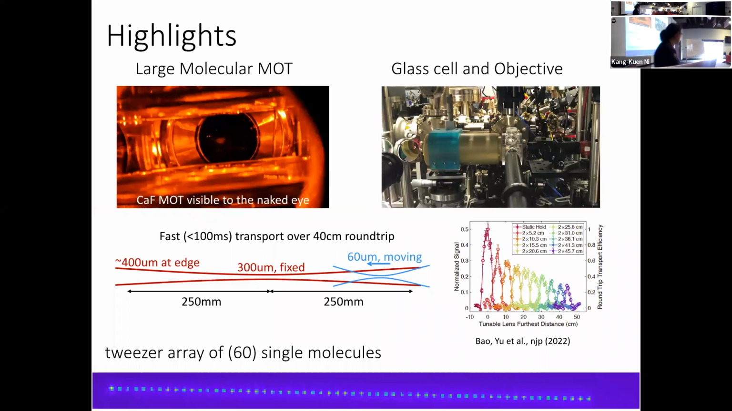And the progress is very fast. Now we can have a large number of arrays, for example, an array of 60 single molecules. And these are really nice in the sense that when you can see the molecule directly, you can rearrange them. These are not rearranged, these are just an average image at the moment. But they can be rearranged, and we have shown that we can rearrange as well.